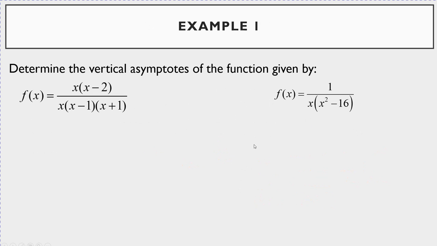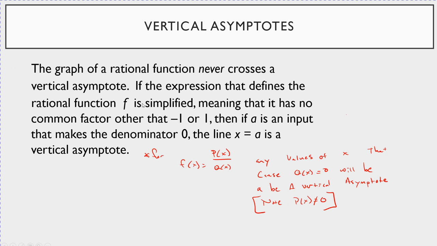All right, so let's just do two examples here. Determine the vertical asymptotes of the functions given by the following. Here's your first function: f of x is equal to x times x minus 2 over x minus 1 times x plus 1. And what the first one says here is, look, it is simplified.